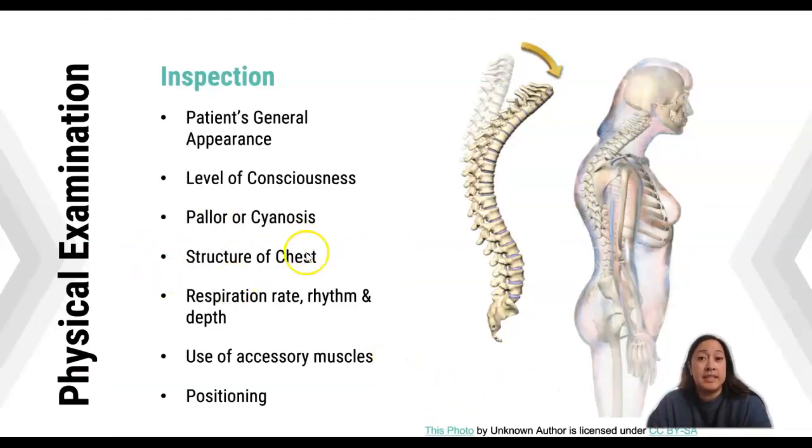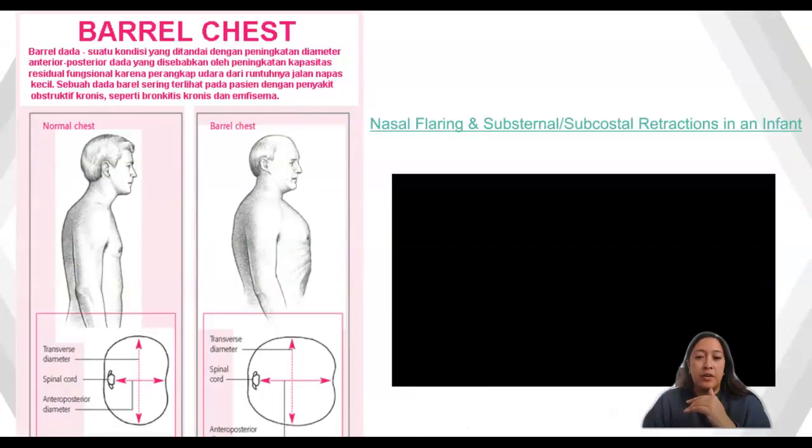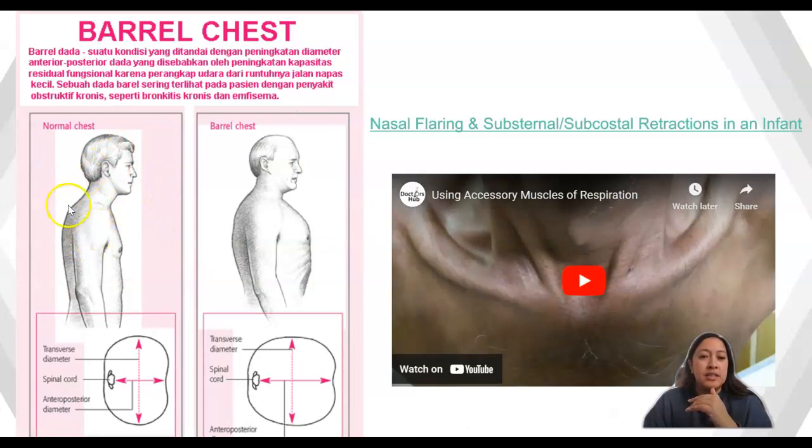Other things that we can see include the structure of our patient's chest. And so when we take a look at the structure of a patient's chest, we're going to take a look at their anterior, posterior, transverse diameter. And so I'm going to show you a photo here. And so this is what we're talking about. You can see right here. There is the anterior, posterior diameter versus their transverse diameter. Okay, so front to back, side to side.